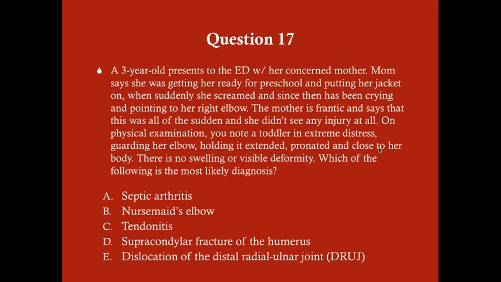Which of the following is the most likely diagnosis? A. Septic arthritis. B. Nursemaid's elbow. C. Tendinitis. D. Supracondylar fracture of the humerus. Or E. Dislocation of the distal radial ulnar joint.